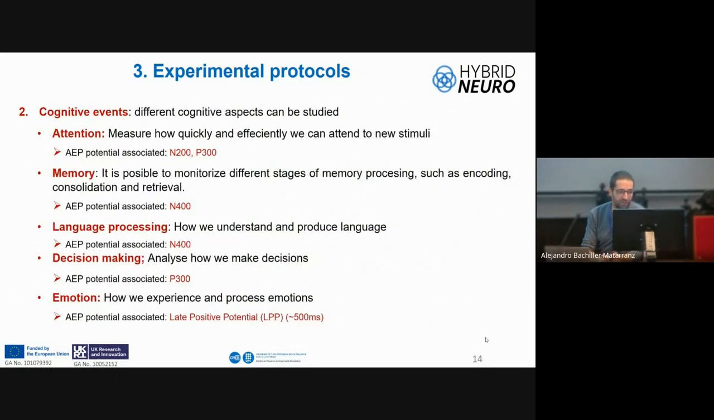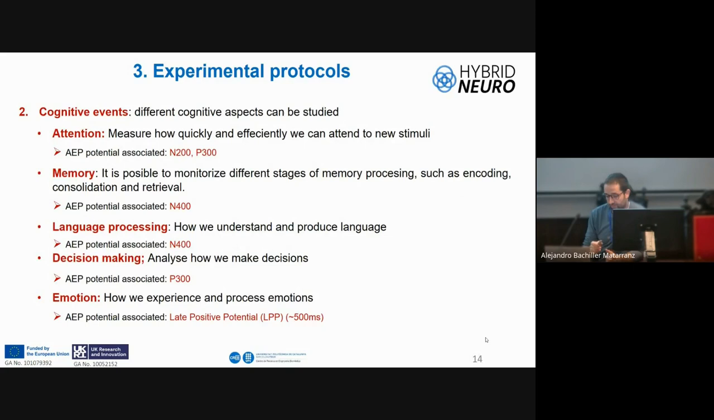Related to the cognitive events, it could measure attention, how quickly and effectively we can attend to a new stimulus, and there are some potentials associated, for example, the N200 and the P300. The memory, and you can monitor different phases of the memory processing: encoding, consolidation, and retrieval. And a potential related with the memory is the N400, language processing as well, decision making.